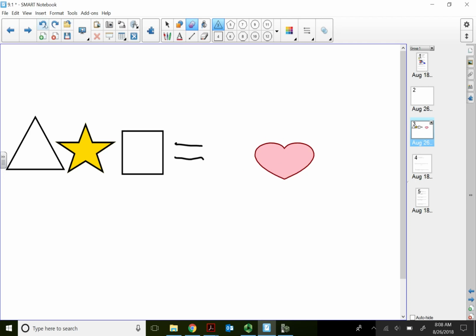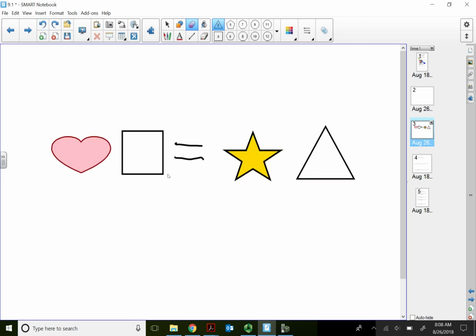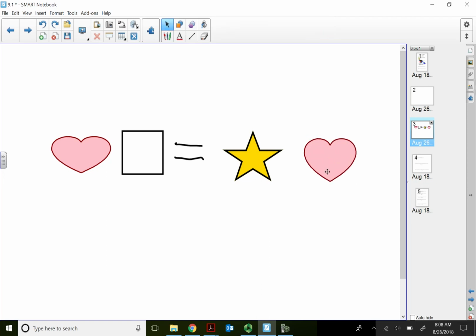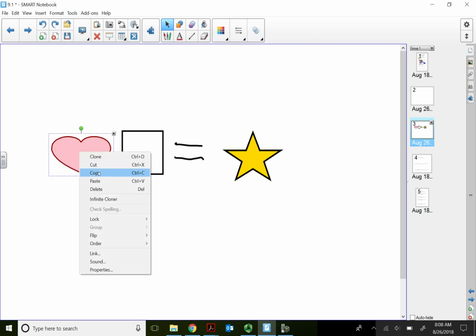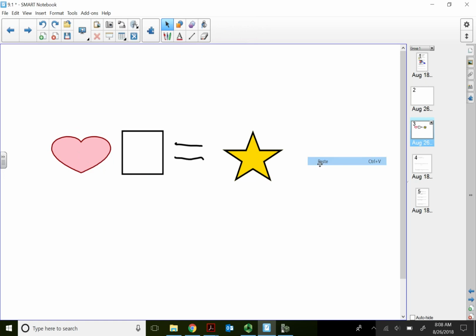Now let's think about this scenario. Let's take away my triangle. Let me put another heart. So again, four terms. You know what? I'm going to do it this way. I'm going to copy a heart right here and put it right here. All right, still got four terms here.